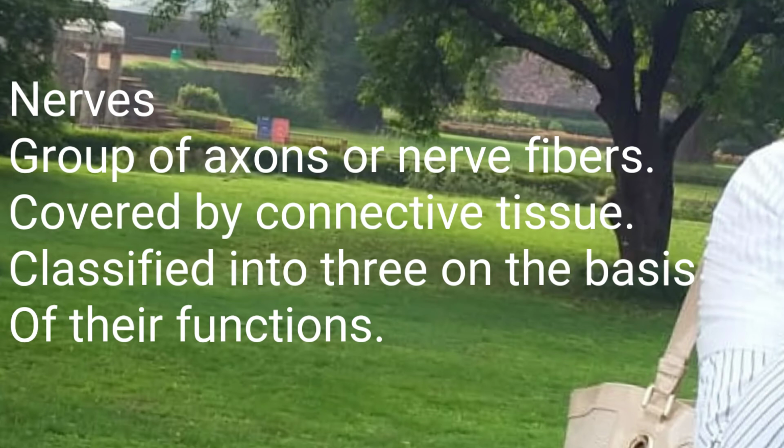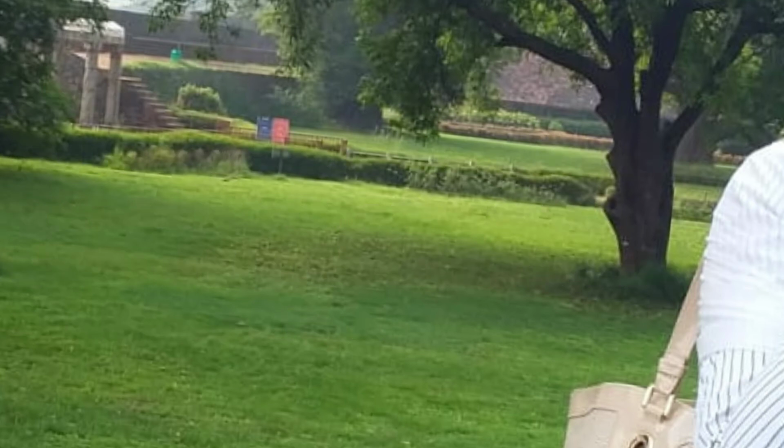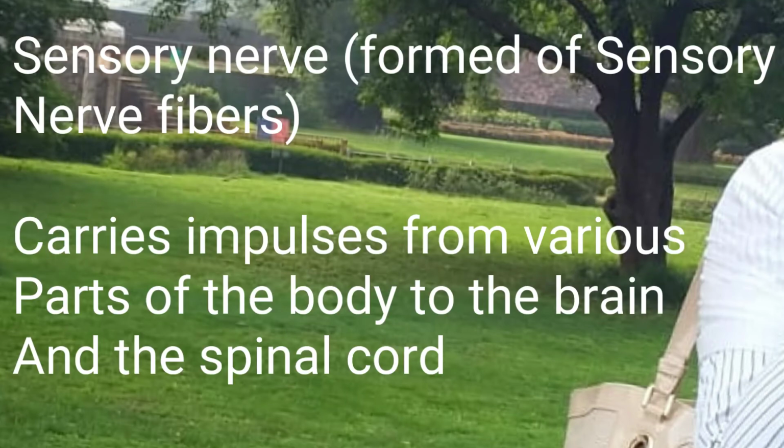Okay, neurons two types, nerves three types. Okay, so first, sensory nerve. The first nerve is the sensory nerve. It is formed of sensory nerve fibers, and the function is that it carries impulses from various parts of the body to the brain and the spinal cord.